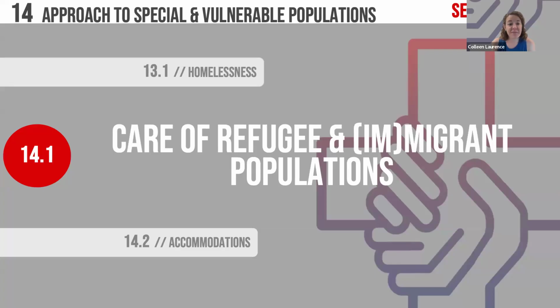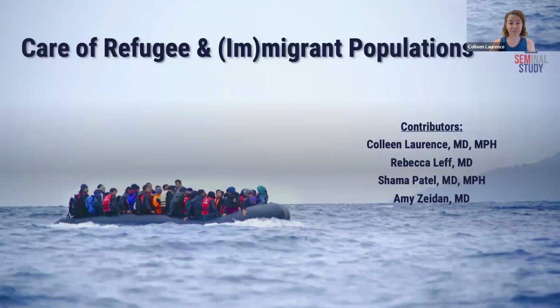Hello, this is the module on care of refugee and immigrant populations. My name is Colleen Laurence. I am an attending physician at Boston Medical Center and an assistant professor of emergency medicine at the Chobanian and Avedisian School of Medicine at Boston University. This module is going to focus on emergency care considerations for refugee and immigrant populations, principally in the U.S.